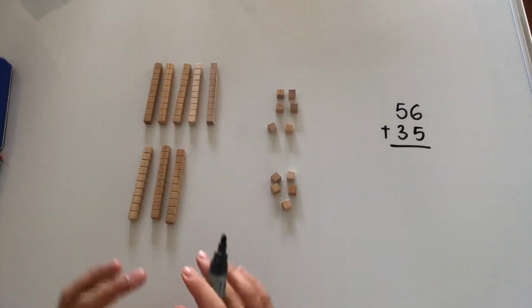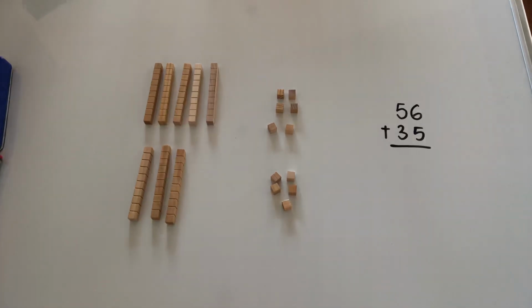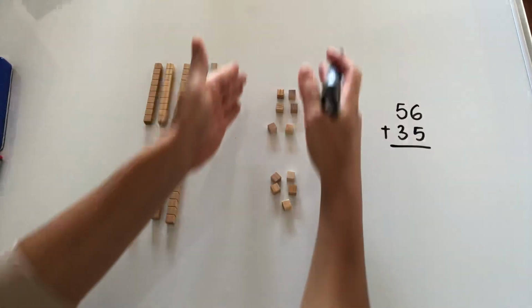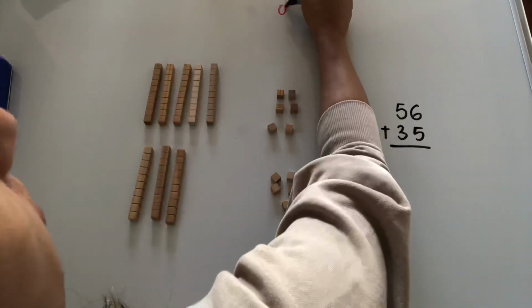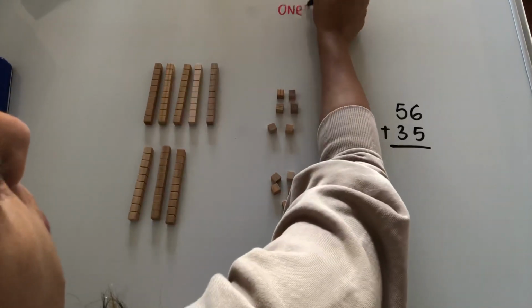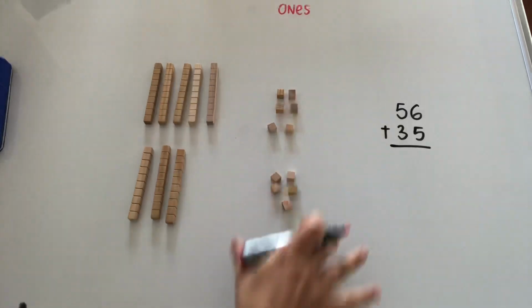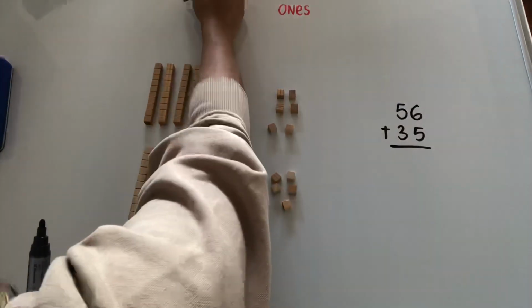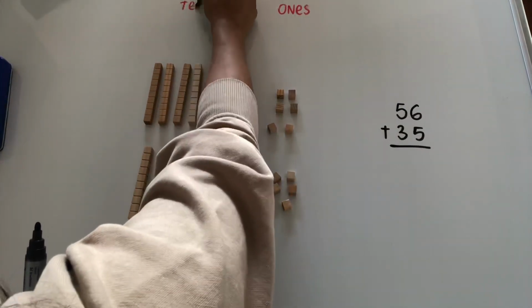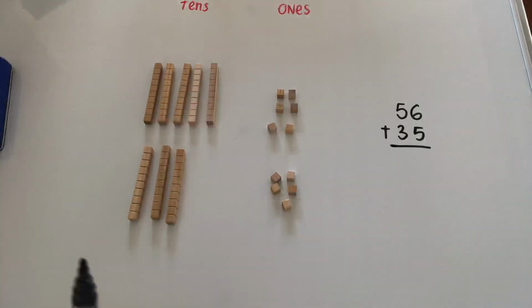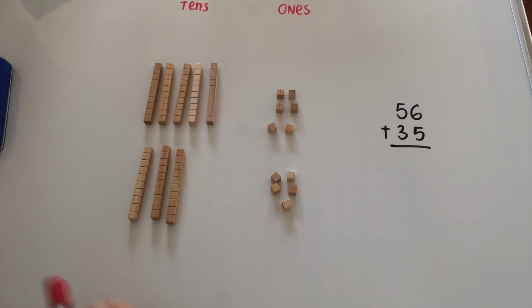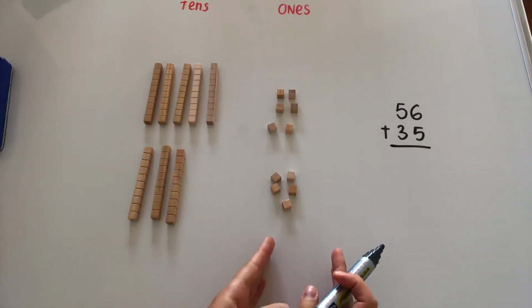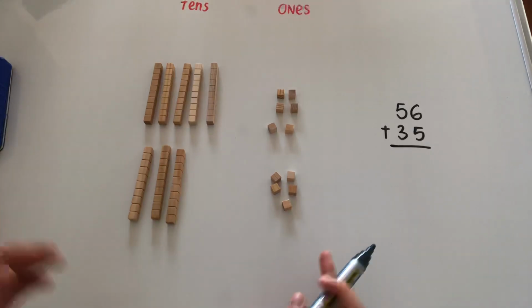That's our equation. Our very first step is to start with our ones column. We need to make sure our ones are in line with each other, and then we need to make sure our tens column is in line with each other. If we had hundreds, we would make sure our hundreds are in line also. We always start with our ones column, so we start with the right-hand side and then move across to the left-hand side.